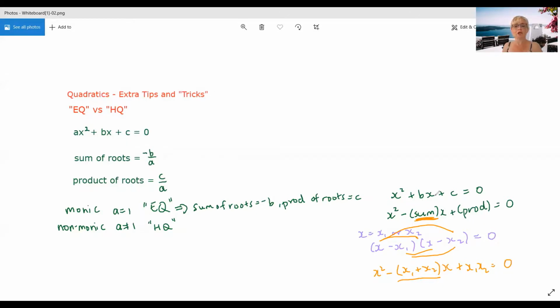Bear that in mind. We're going to use that in a future video where I'm going to teach you an unusual but foolproof method for dealing with harder quadratics, all right? With a simpler quadratic like this, you're probably not going to need to use this new rule or new technique, but it will come in handy.